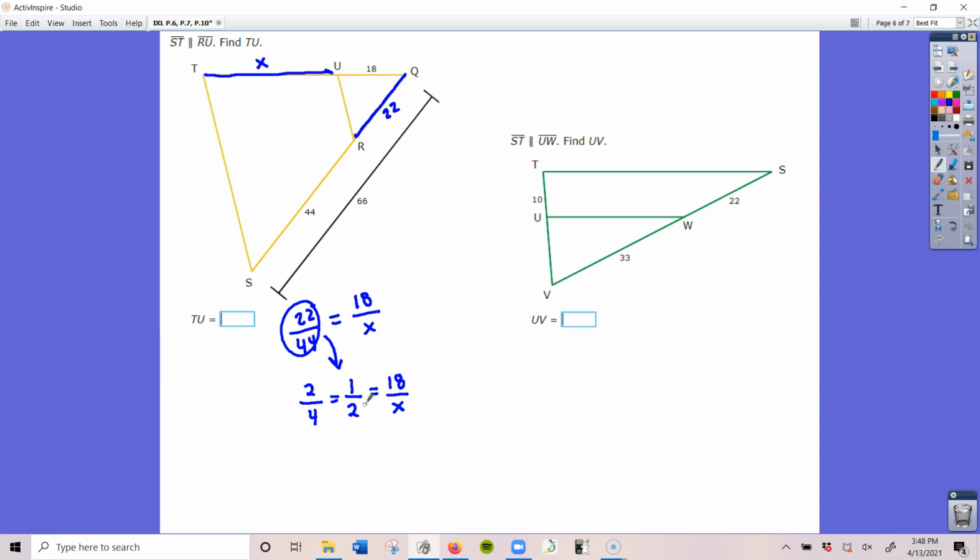Now that we have that set up, we cross multiply. 1 times x is going to equal 2 times 18, which is 36. So that would be TU.